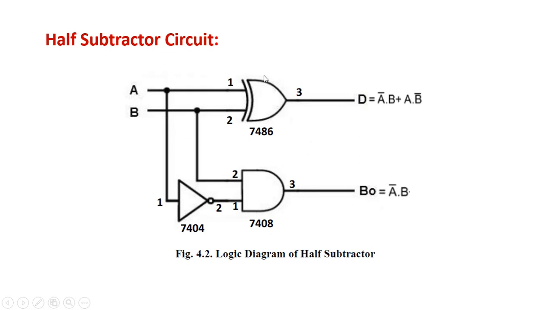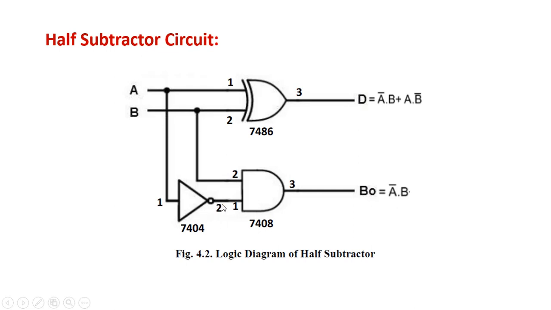We will require 3 ICs, one for XOR, one for AND and one for NOT. For difference we will apply the A and B inputs to pins 1 and 2 of the XOR IC, and at the third pin we will get the output difference. Similarly, we will apply the A input to the first pin of the NOT gate IC, and we will get the output at the second pin of this IC.